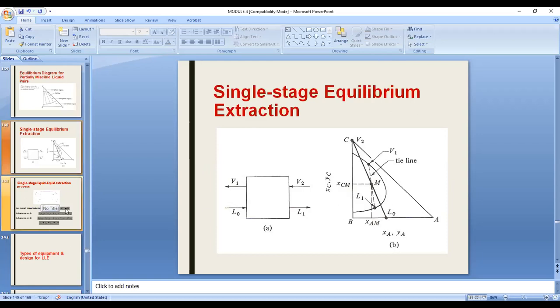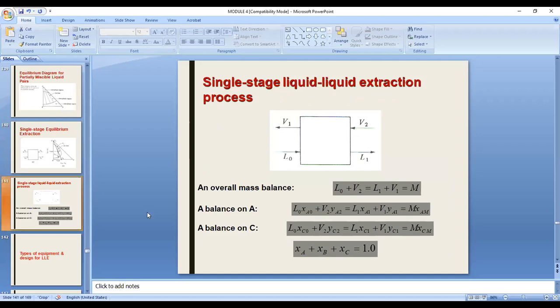So that's how we represent the schematics, and this is how, of course, we make our material balance. We add the streams that are being processed. We add the streams leaving our extraction unit. So this is your extract, the V1. L1 is your raffinate, L0 is your feed, V sub 2 is your solvent.